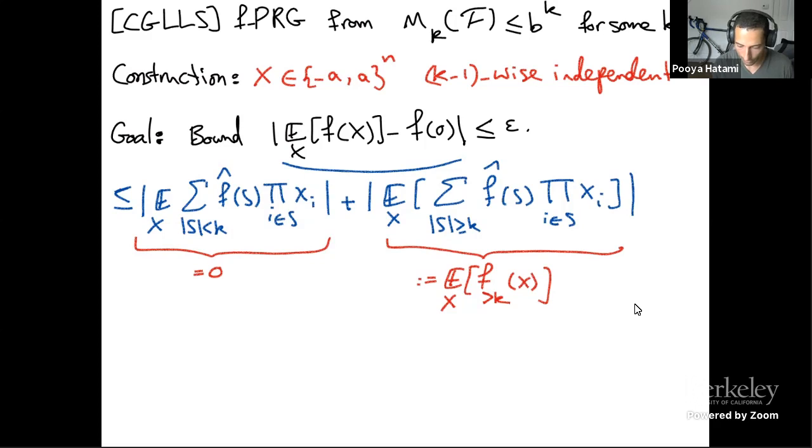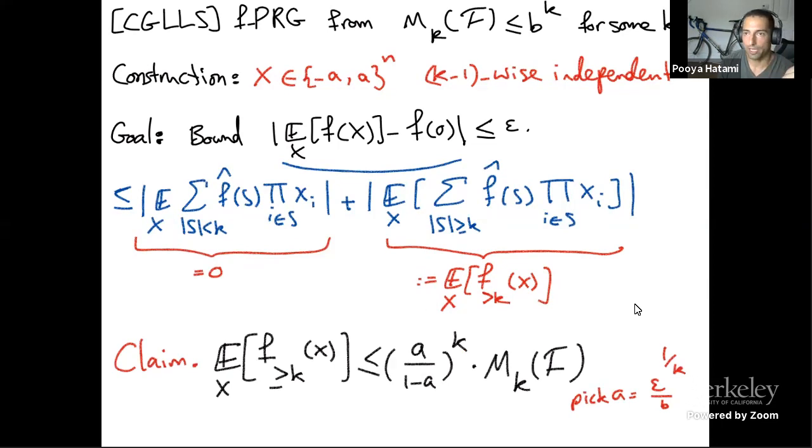And all we are left to do is to try to bound this second term, which is the expectation of the tail, the above k tail of the Fourier expansion of f applied to this random variable x. Okay, so that's our goal now. So this is the only error term of this generator.